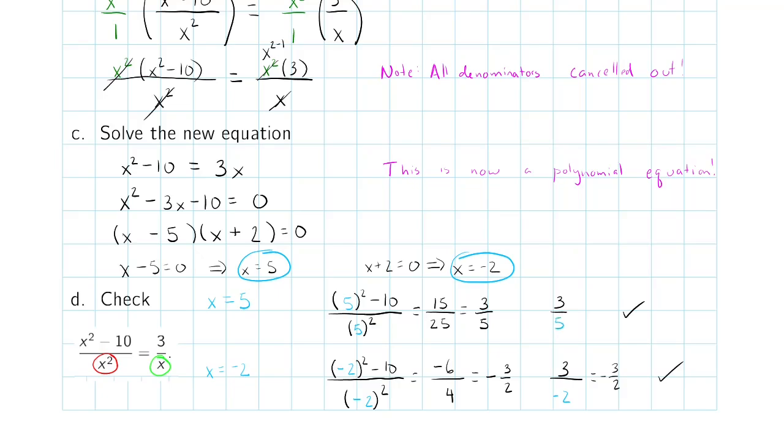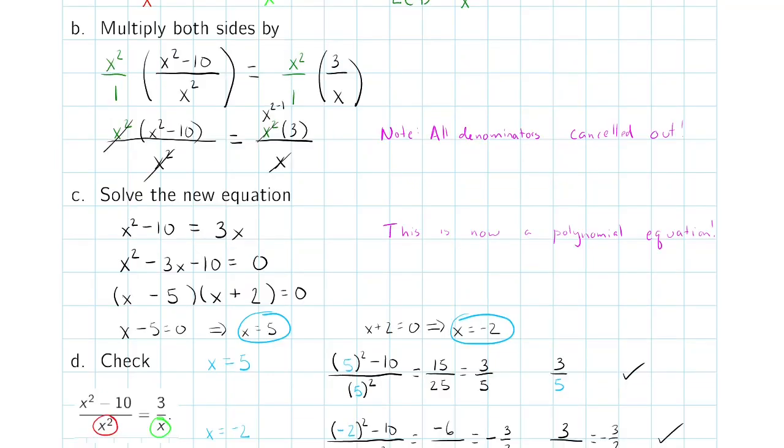Plugging in both x equals 5 and x equals negative 2 made my original equation true. So 5 and negative 2 really were solutions. The solutions that we find with this method really are the solutions to the original equation.